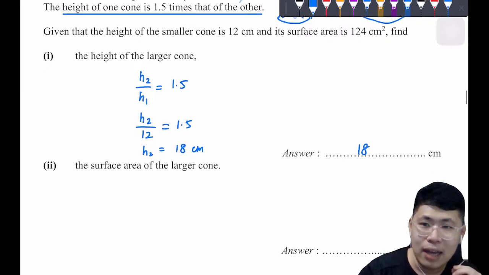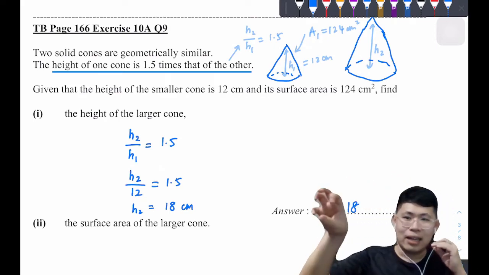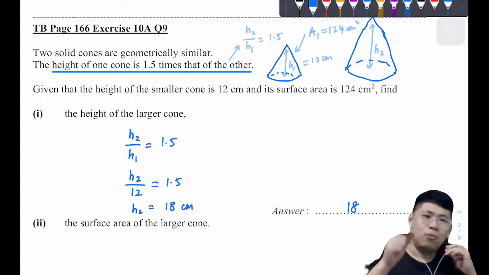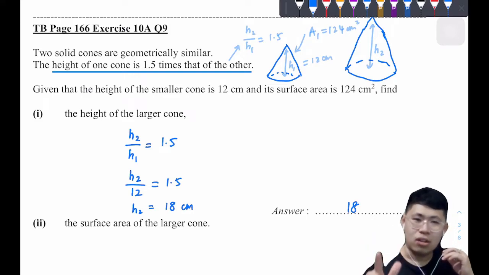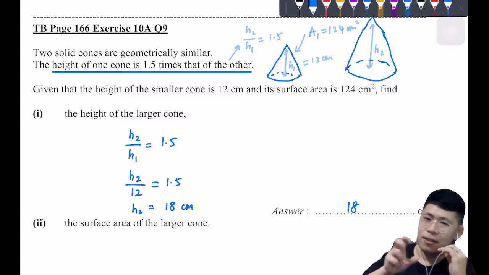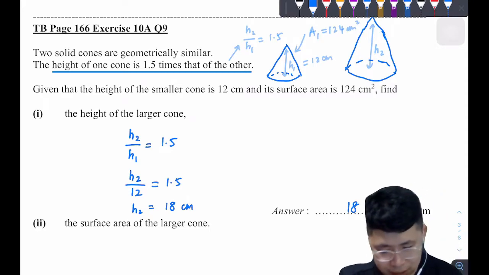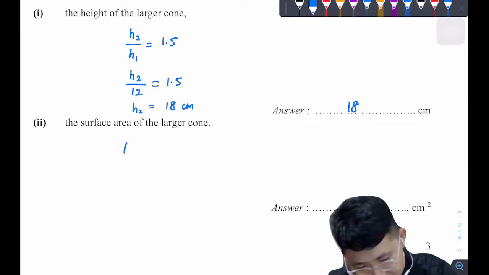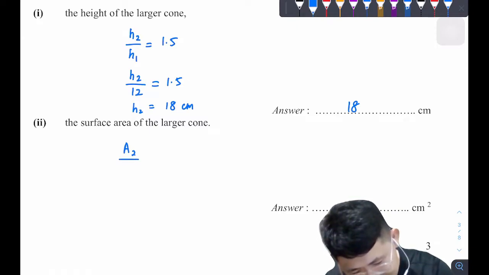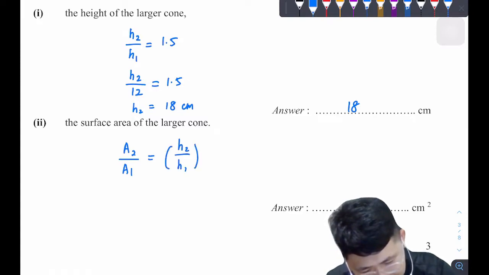Now for the surface area of the cone, even though the relationship from height to surface area is a bit distant, the ratio will still be the same because they are similar figures. For anything similar, the ratio will be preserved. So the surface area of the larger cone means we are looking at A2 divided by A1. This is going to equal h2 over h1, but we need to square.